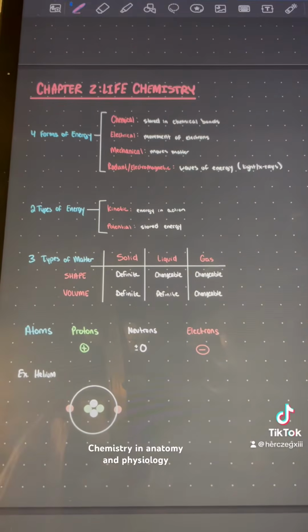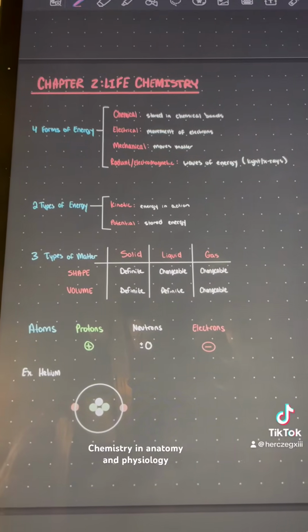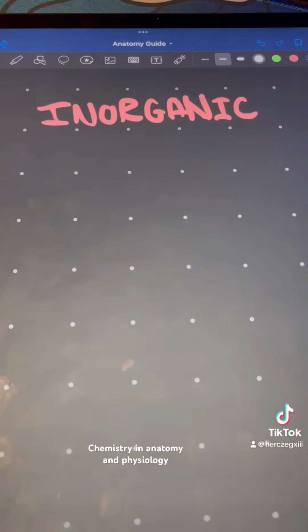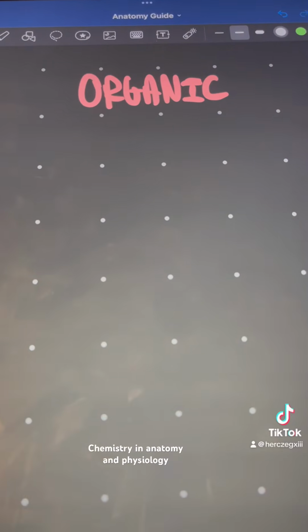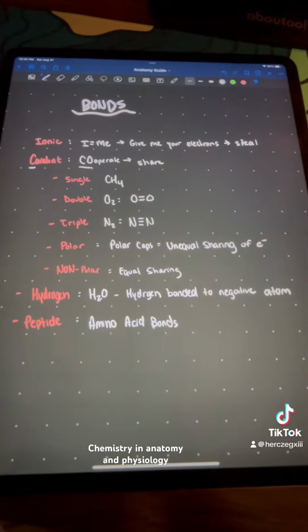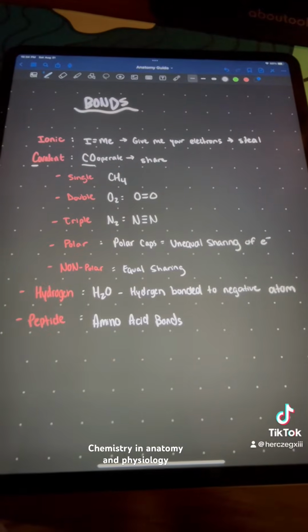Once you have the basics mastered, I feel like you can separate the chapter into 3 different sections. That would be atomic, inorganic, and organic. A good acronym for the 4 major elements in the human body is CHON. There are a couple of quick ways to remember the bonds.